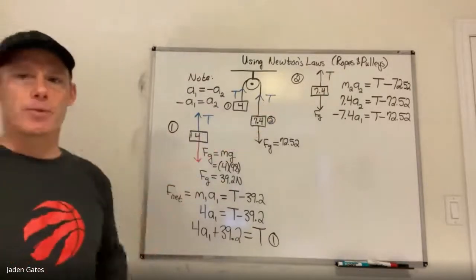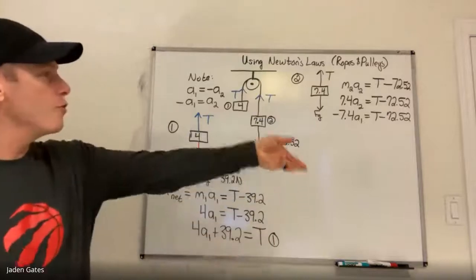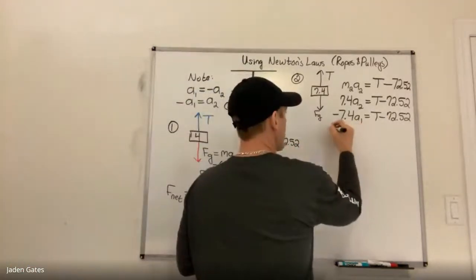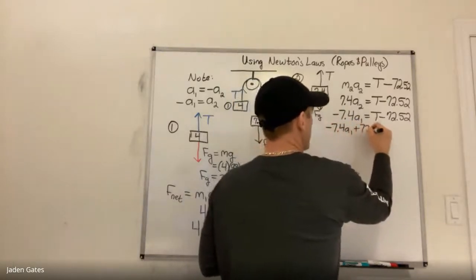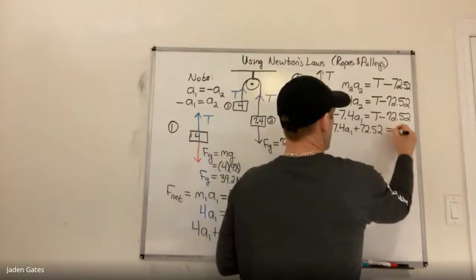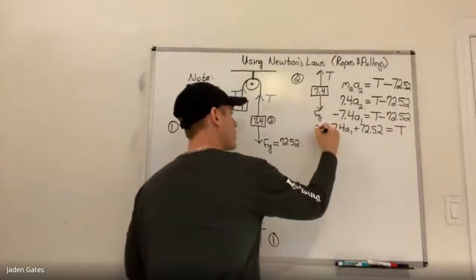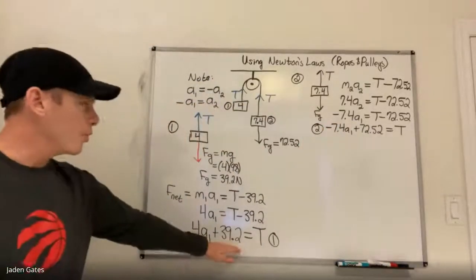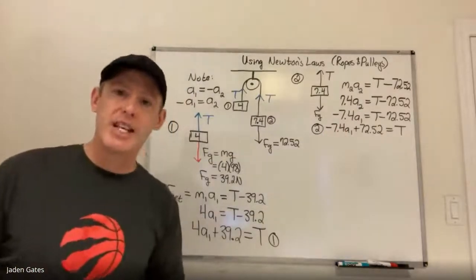The second adjustment I'm going to make with that formula is the same as the one I did on the first equation. I'm going to move the negative 72.52 over to get T by itself. All right, so I have a negative 7.4 A1 plus 72.52 equals my T. All right, that is my second equation. Now, here's what I've got. I've got two equations with two unknowns, A1 and T.